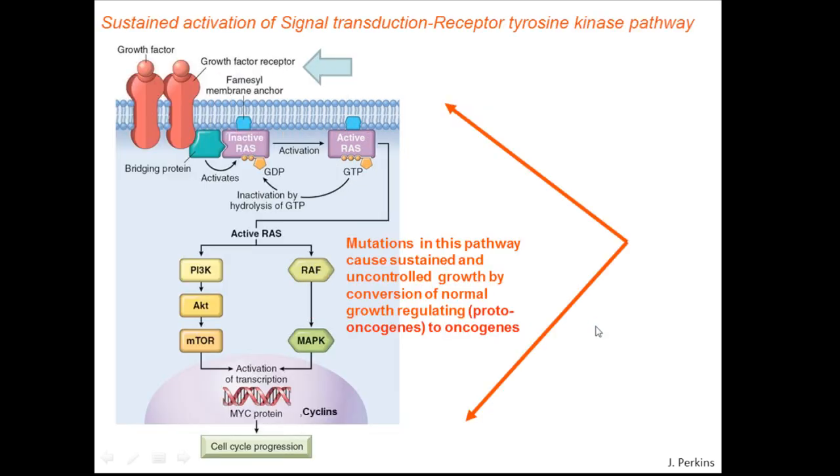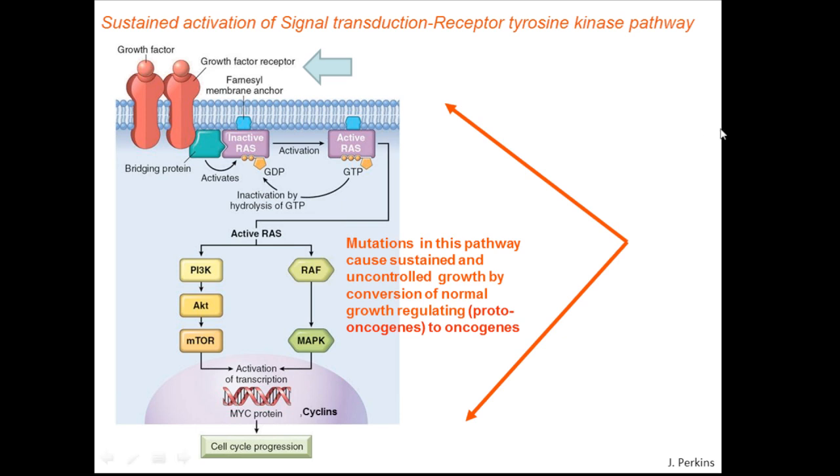Having said that, I think it is easy for you to understand that mutations in this pathway that we just described, from the growth factor receptor to the transcription factors to these cell cycling proteins, cause sustained and uncontrolled growth by conversion of normal growth regulating genes, which are called proto-oncogenes, to oncogenes. So this is not rocket science. Proto-oncogenes are genes that encode for RAS, genes that encode for growth factor receptor. When they are functioning normally, we call them proto-oncogenes because they are precursors of oncogenes. Mutations convert them into oncogenes, where from a regulated state, they go to an unregulated state.